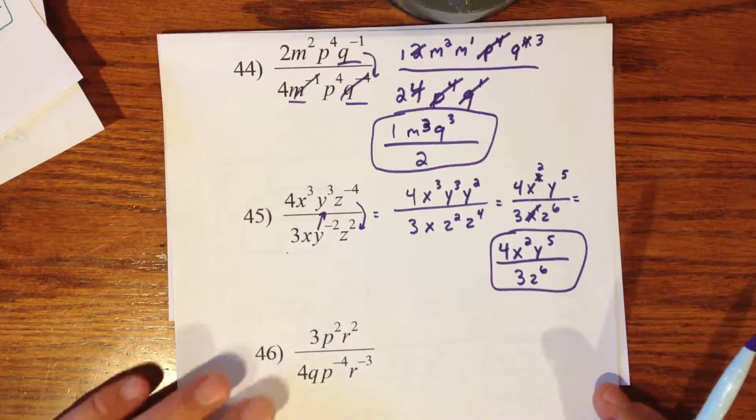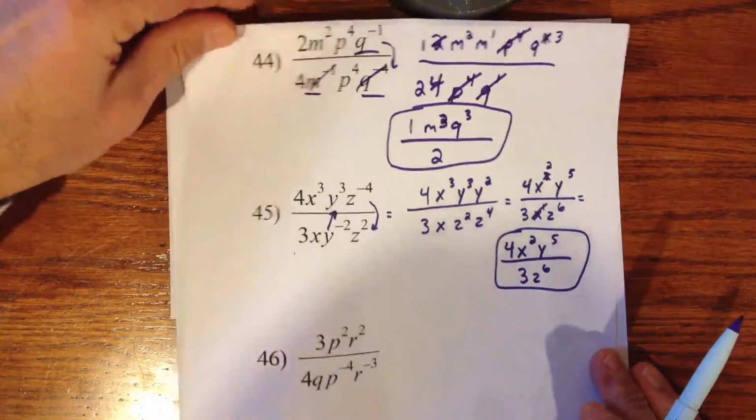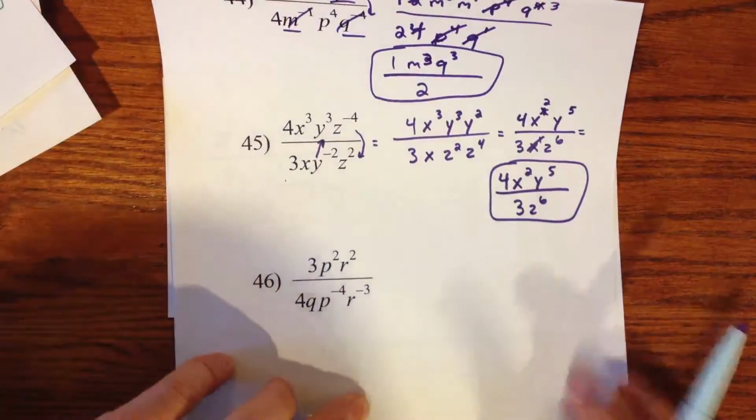Alright, so check your answers there, and like I said, this row might be able to help you with that if you didn't follow that exactly. I was going kind of fast. Alright, 46.